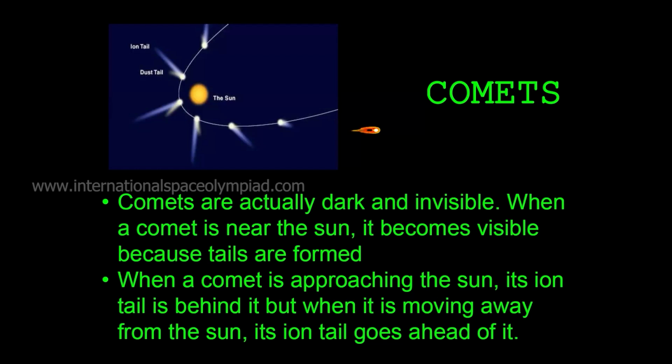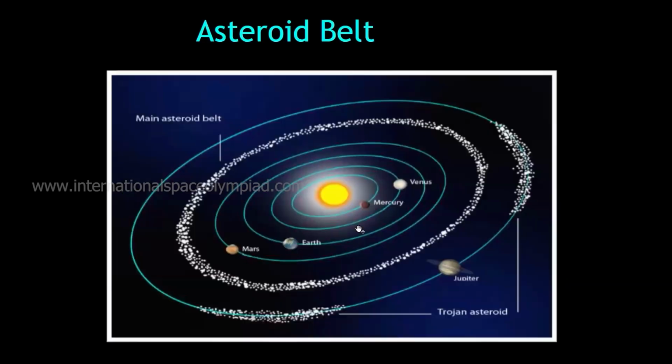Why is the tail produced? It's by the interaction of solar wind with the particles on the surface of this dirty ice comet, and it will be volatile and continuously giving off material. That's why even though the comet is going away from the sun, the tail will still be away from the sun. So this is the position of the asteroid belt.